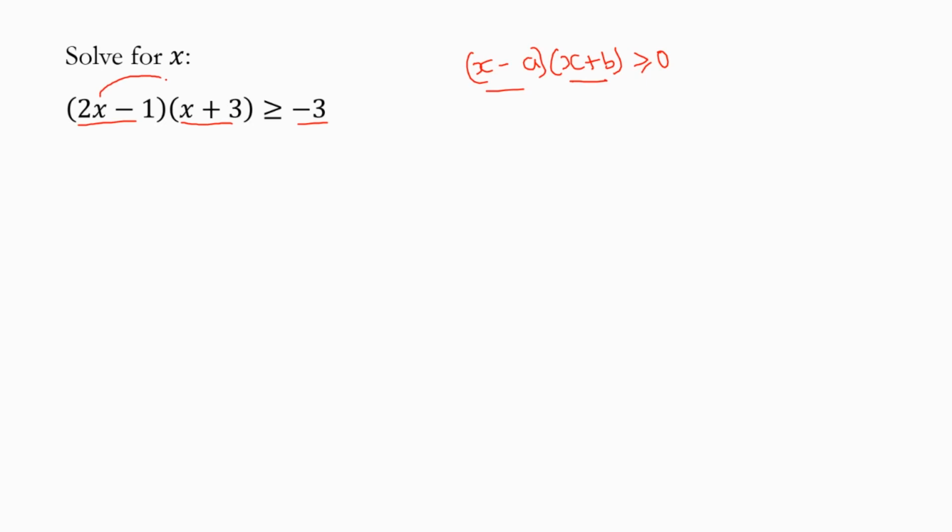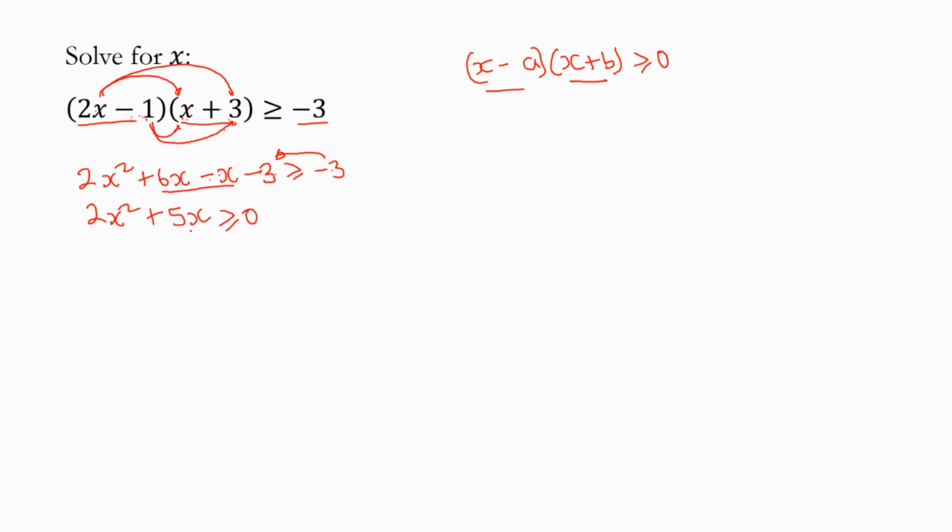So we're going to distribute the 2x and then distribute the -1. 2x times x is 2x squared. Then 2x times 3, we get positive 6x. Then -1 times x, we get negative 1x. And then -1 times 3, we get -3, greater than or equal to -3. We can transpose this -3 to the left hand side, and it becomes positive 3. So 2x squared, and then 6x minus x is 5x. Then -3 plus 3 is 0, so we remain with this.